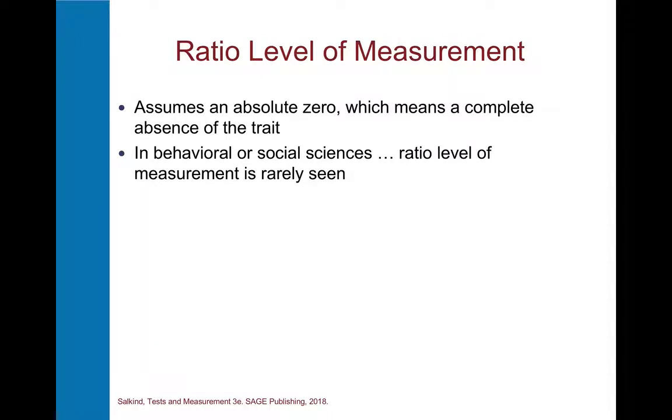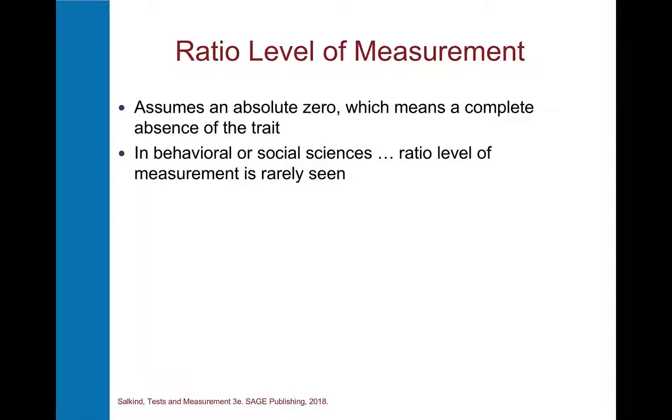Alright, next is the ratio level of measurement. And think of this as like a pyramid scheme almost. Because the ratio level of measurement is the highest, or the most precise level of measurement, and because of that, it has the characteristics of all of the other scales that we already talked about. But it also includes one additional important assumption, that there is an absolute zero, which means that there is a complete absence of the trait that you want to measure.